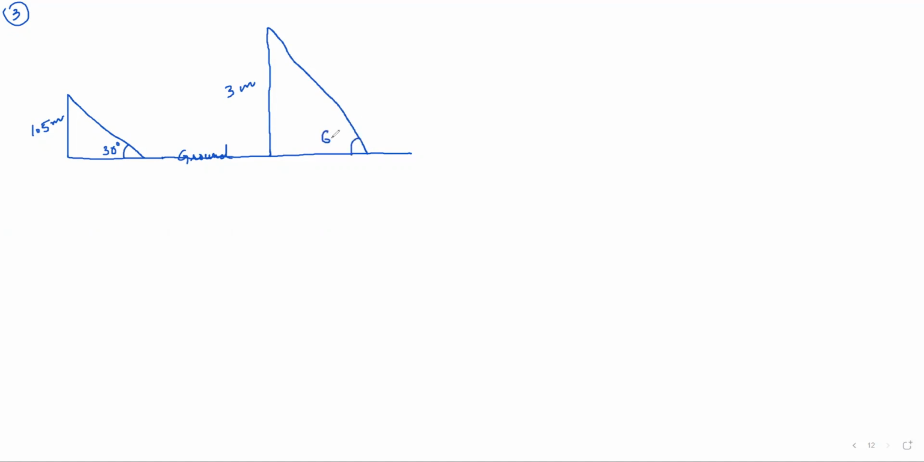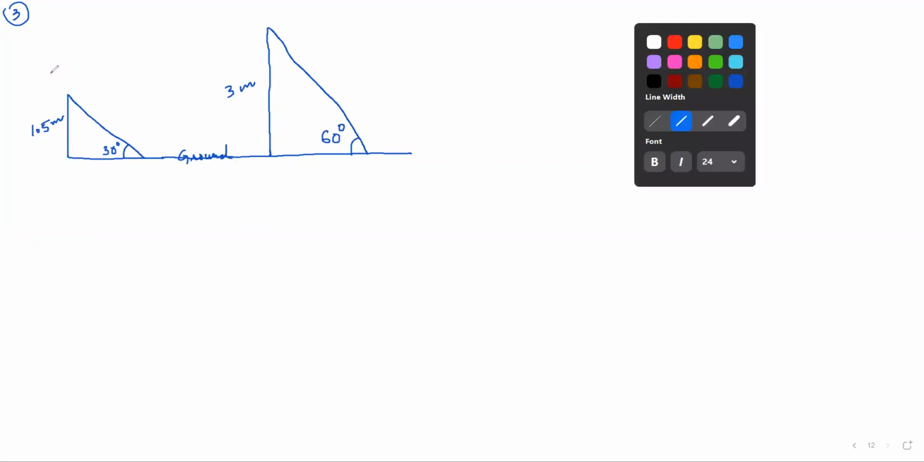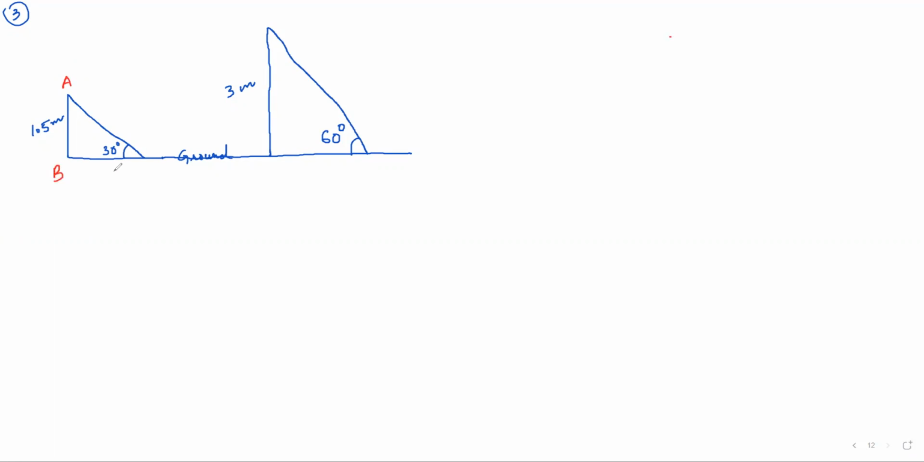This is a 60 degree angle this time from the ground. What should be the length of the slide in each case? So you have to find the hypotenuse in each case. Clear? Yes, ma'am. So give it some name. Let me call it ABC and this triangle as PQR.